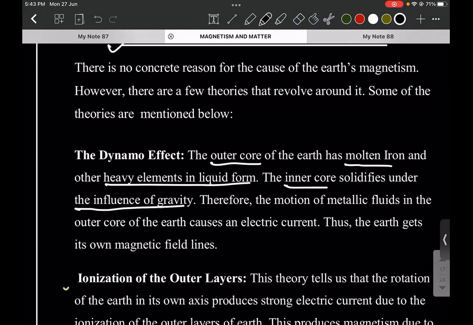So what they are trying to say is there are metallic particles which are in the fluid state. At which part? In the outer core of the Earth. Now they are saying that the motion of these molten particles in the outer core of the Earth is one of the reasons why Earth's magnetism exists. That is one of the theories proposed.